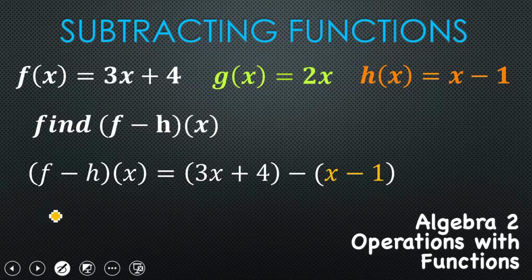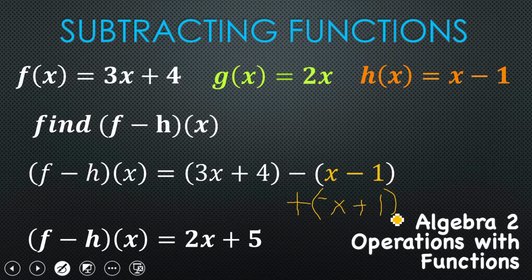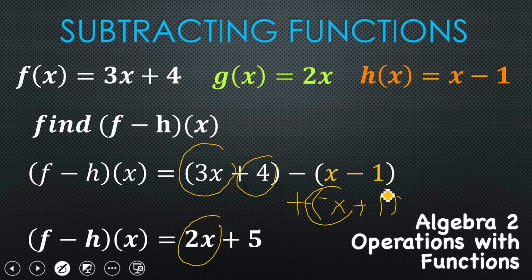One thing that sometimes students like to do is change their subtraction to addition. So if you change it to addition, just remember you have to change the sign of everything to the right. So if you prefer, you can go ahead and think about just this as an addition problem. And now it's a little easier to see that f minus h is 2x plus 5. We're going to take the 3x and we're adding negative 1x to give us 2x. We're taking the 4 and we're adding 1 to get a 5.